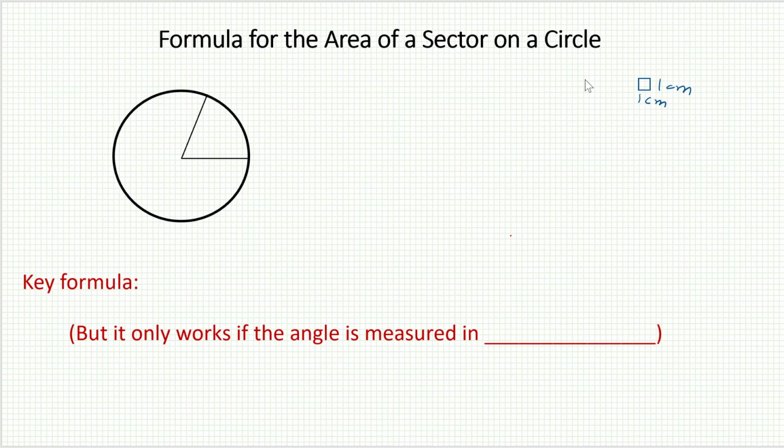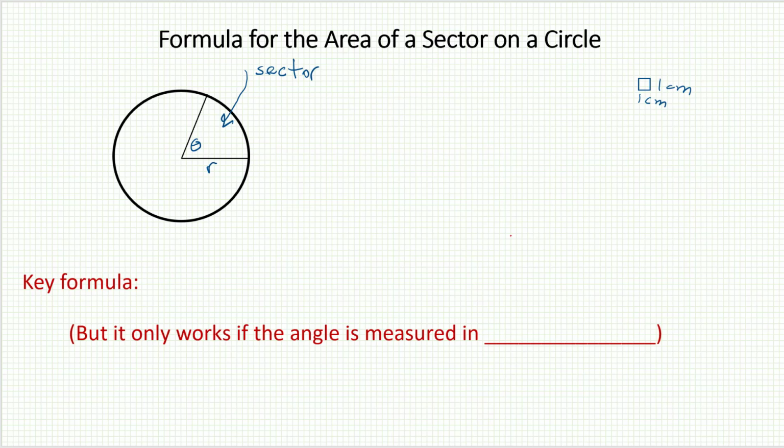Formula for the area of a sector on a circle. So we've got that same circle, angle at the center of it. We'll call the angle theta. We'll call the radius r. This time we're interested in the sector that is formed by this angle. The sector is like this piece of pie that was created when this angle rotated.